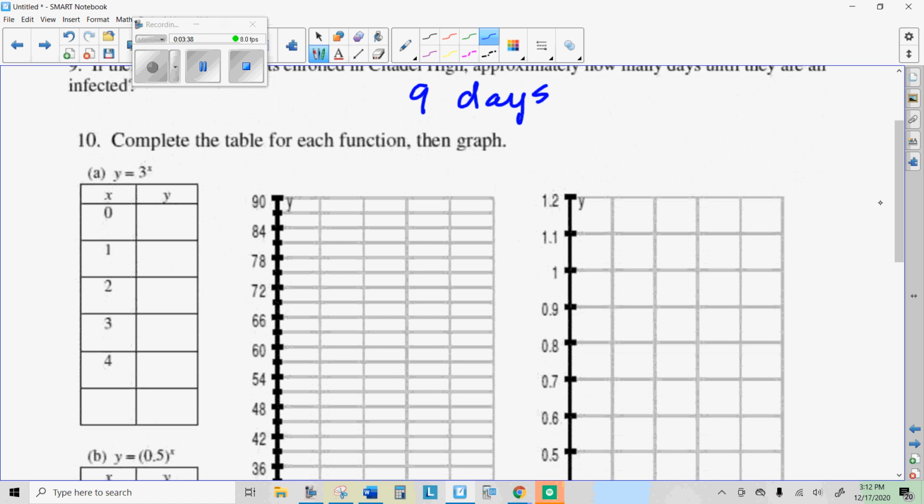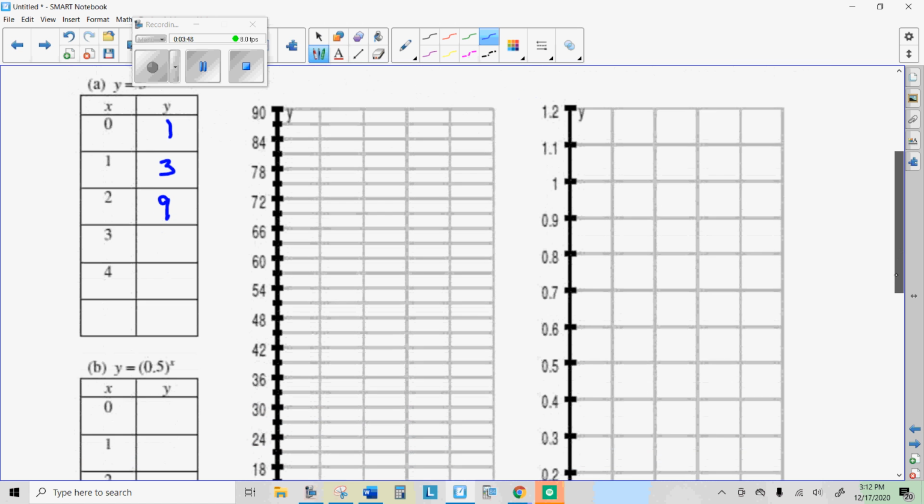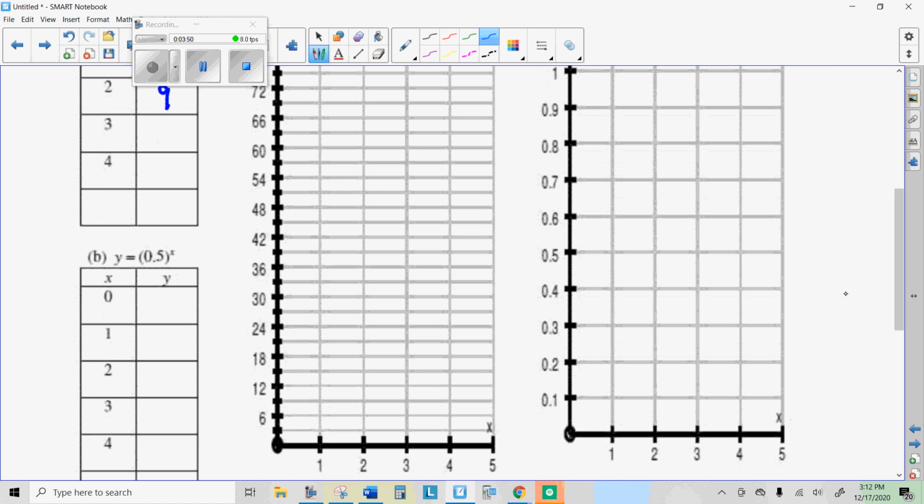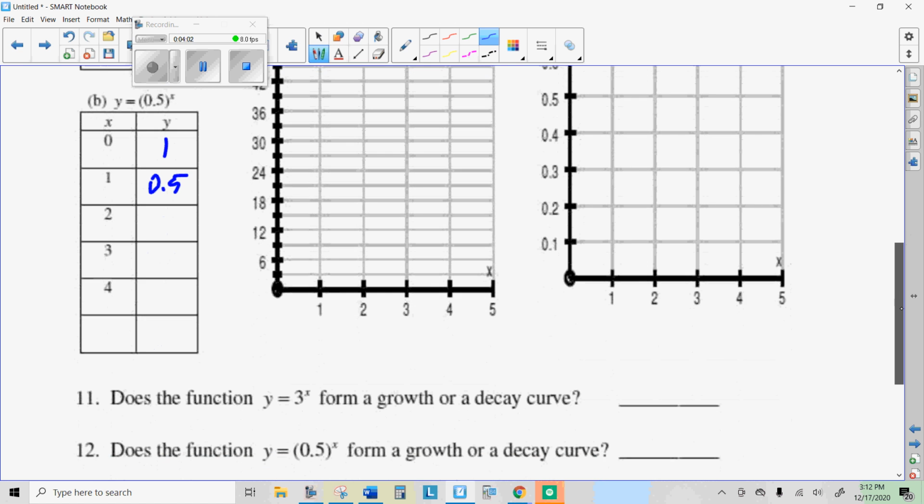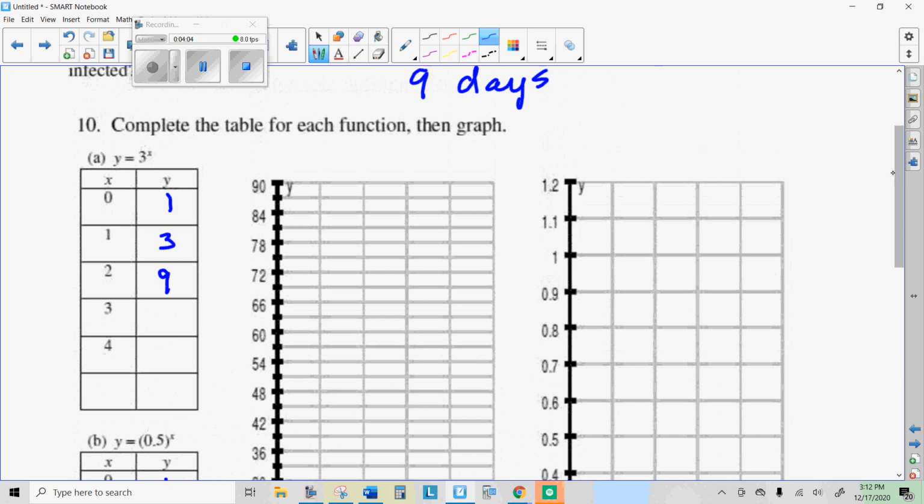So you have to do 3 to the 0 here, which is 1. 3 to the first is 3. 3 to the second is 9, and so on. Then you're going to graph those. Same here, and you can just use your calculator to get these. 0.5 to the 0, of course, is 1. 0.5 to the first is 0.5, and so on. Go ahead and fill those in and make the graphs.